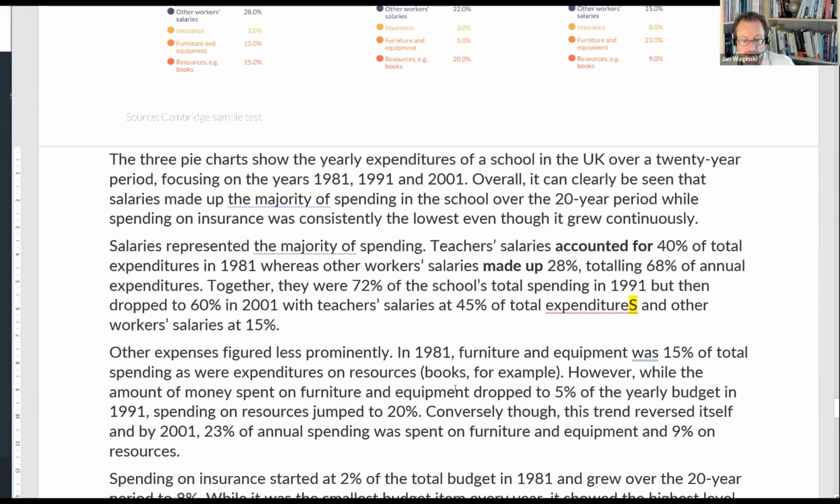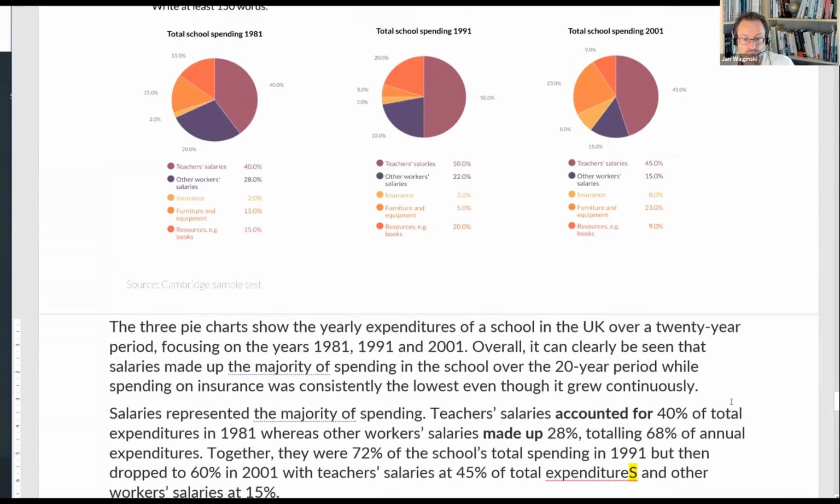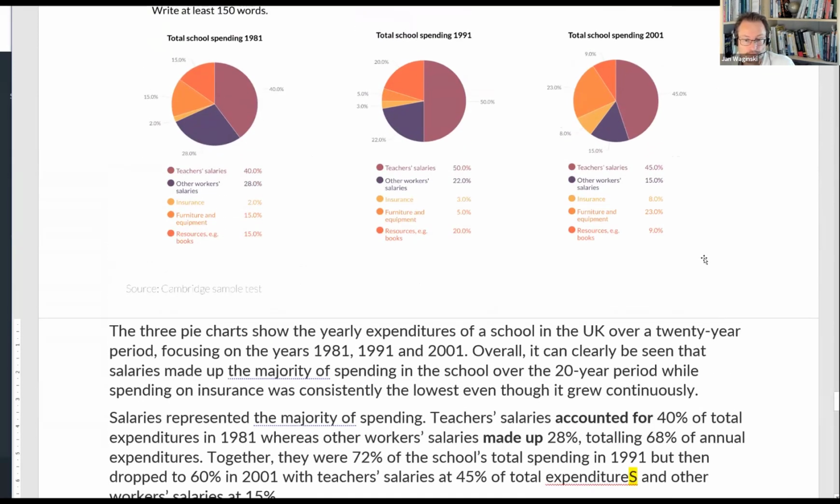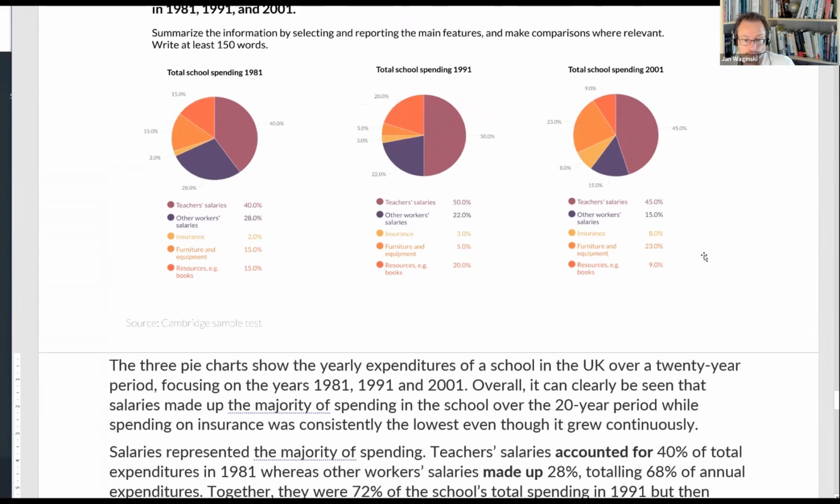while the amount of money spent on furniture and equipment dropped to 5% of the yearly budget in 1991, spending on resources jumped to 20%. Conversely, this trend reversed itself, and by 2001, 23% of annual spending was spent on furniture and equipment and 9% on resources. Okay, so this is pointing out this is 15%, and then it's 23, whereas this one's 15 and down to 9. So over the 20 years, one went up, the other went down.